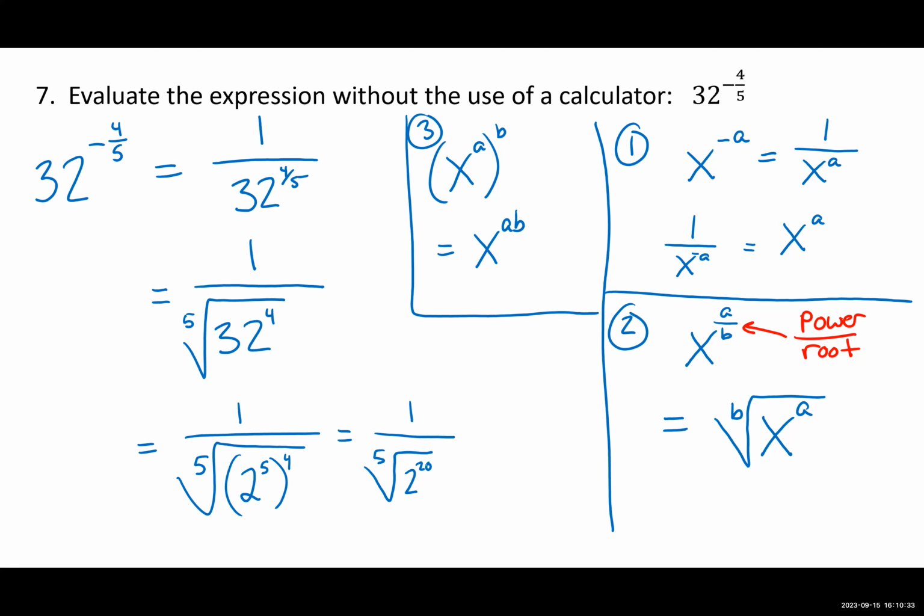Okay. We're almost there. Now we have to take the fifth root of 2 to the 20th power. Well, the fifth root is saying every 5 copies under the root is equal to 1 copy on the outside. So every 5 twos under the root, every 5 of them is equal to a single 2 outside of the root.